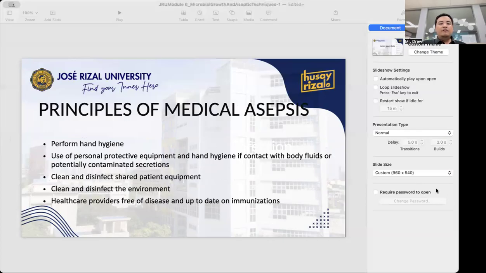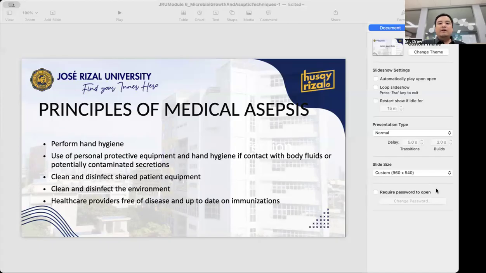So, principles of medical asepsis: to prevent infections, healthcare workers must follow strict hygiene. First, perform hand hygiene before and after patient contact. Second, use PPE, gloves, masks, and gowns when exposed to body fluids. Third, disinfect patient equipment after use.